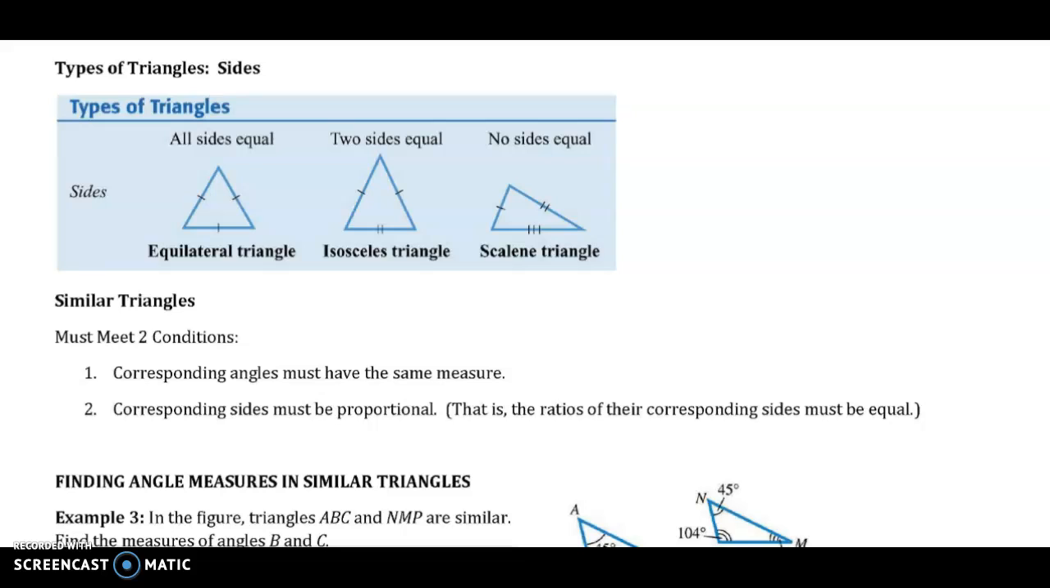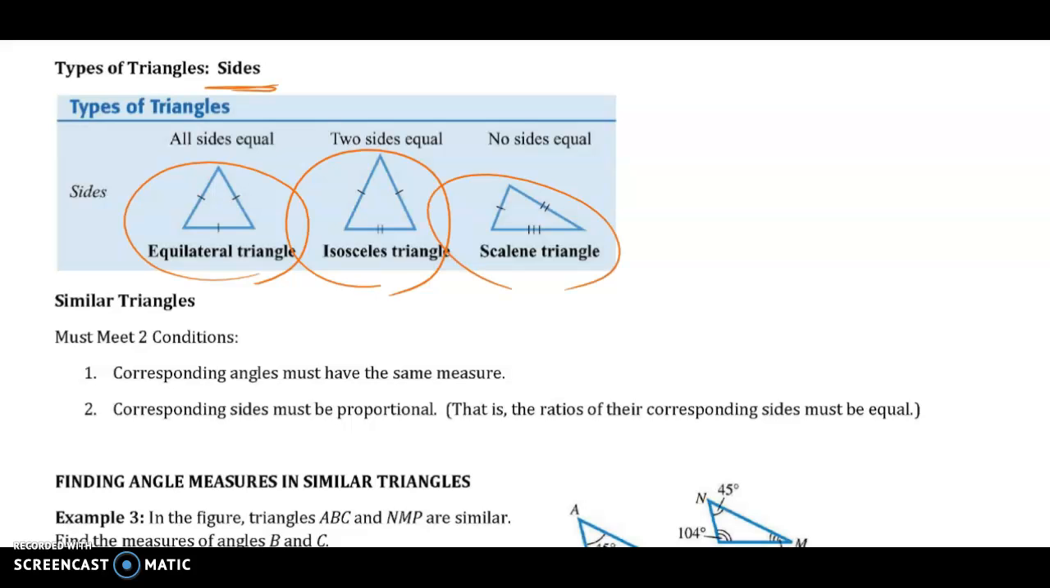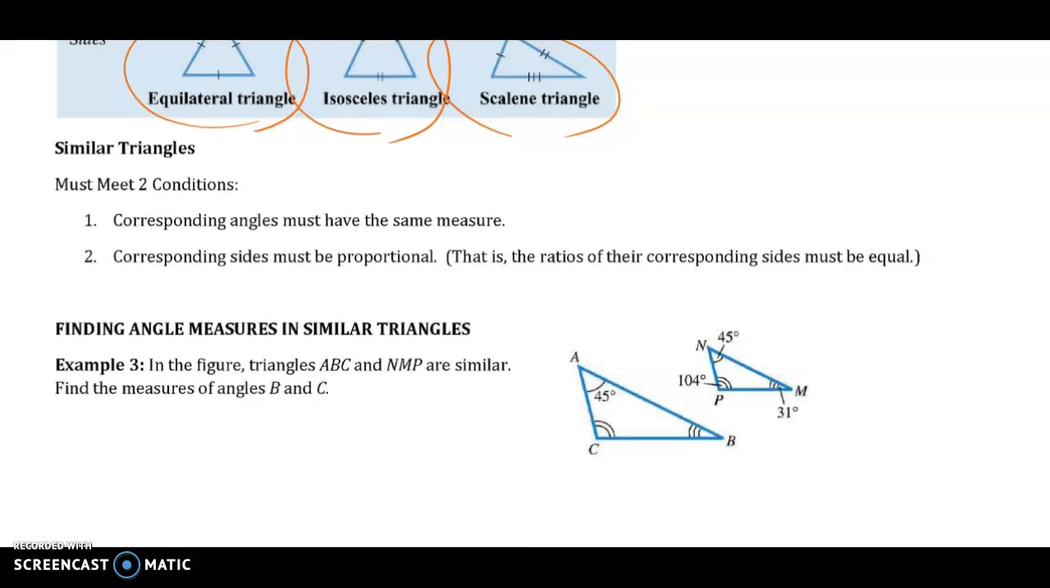And then the second is from the sides. So equal angle, equilateral, isosceles, and scalene. And again, I know that you guys are familiar with that. The next thing I want to talk about is similar triangles.